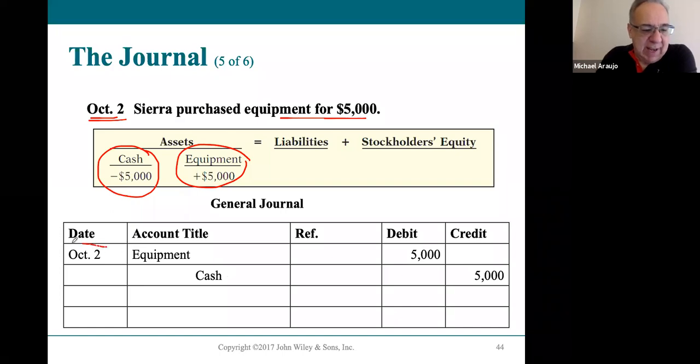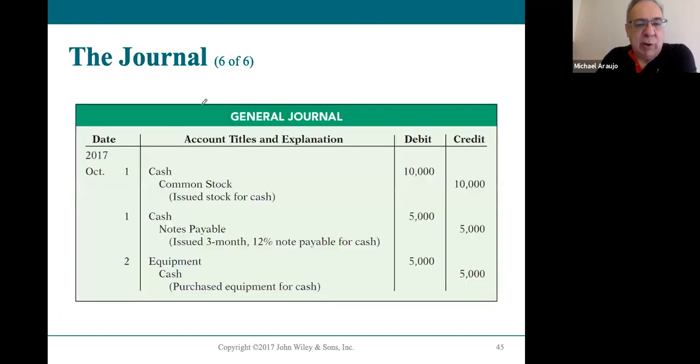So here we have the date of October the 2nd. Equipment account is debited first. A little indent here. The cash account is credited, right, for 5,000. And this basically is journaling. This is basically how accounting works. Now, once you actually print out the journal or look at the journal in a large sum, these pages are quite big.